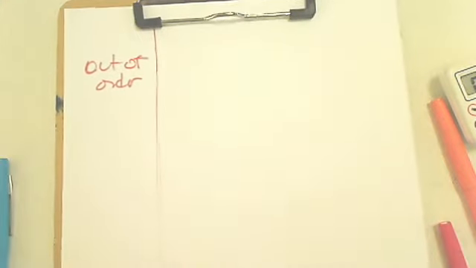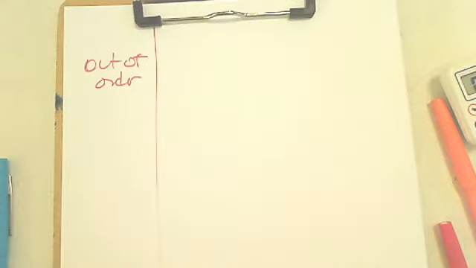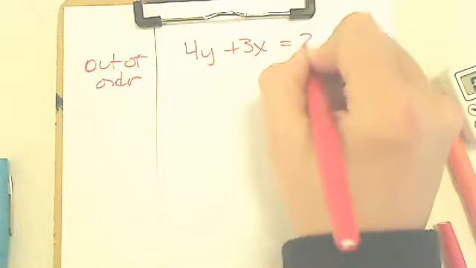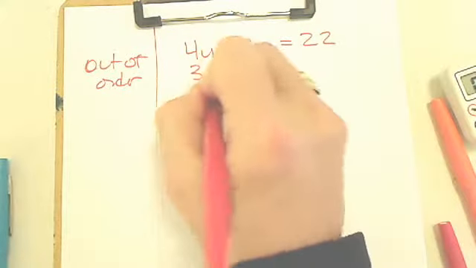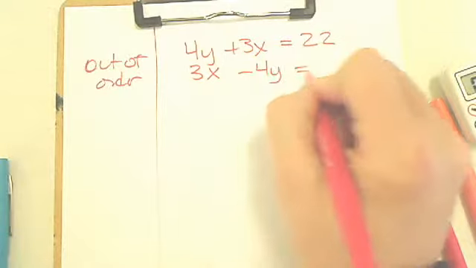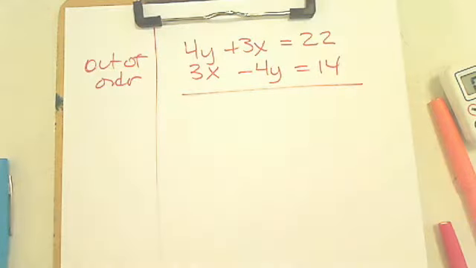Out of order. No, the problem is not broken. Or is it? 4y plus 3x equals 22. 3x minus 4y equals 14.